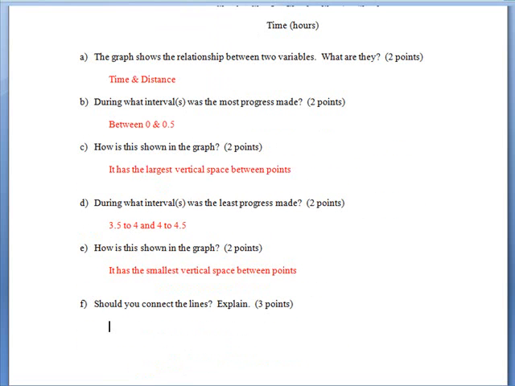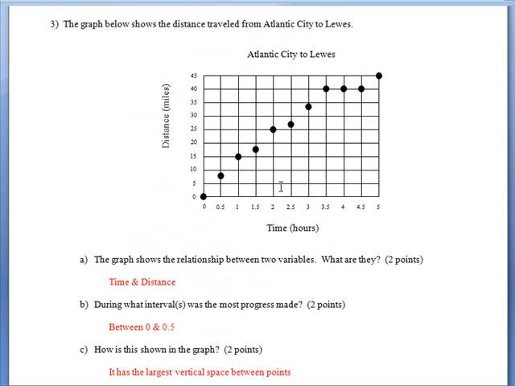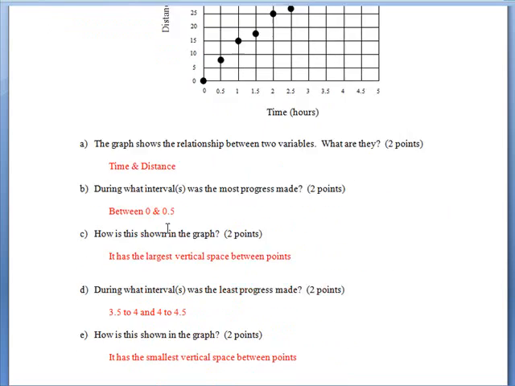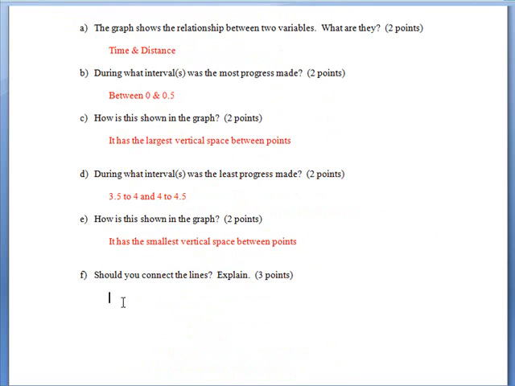F reads, should you connect the lines and explain? Looking back at the graph, what do we have going on here? We have time and distance, and they're traveling. So at any given time, could you find out how far away they are? Could you split this time into itsy bitsy pieces here? And could you find out exactly how far away they are? The answer is yes. So for this graph, it is not the case for all graphs. This graph, this particular problem, our answer would be yes.